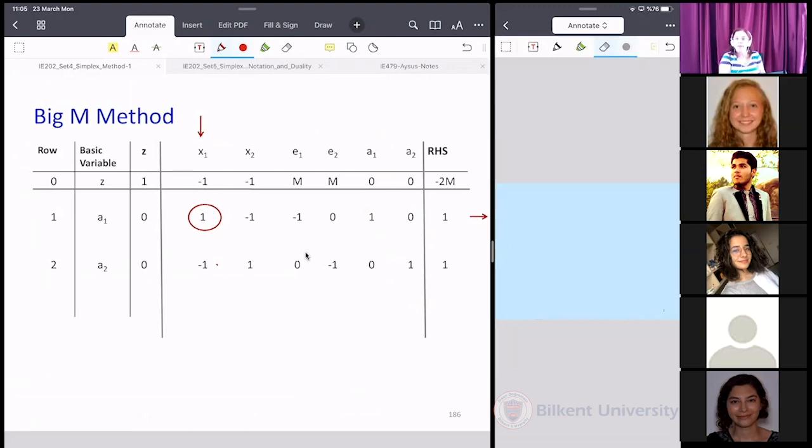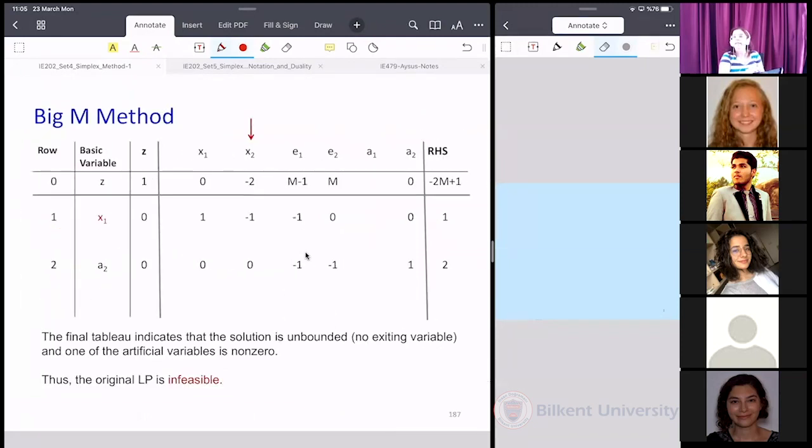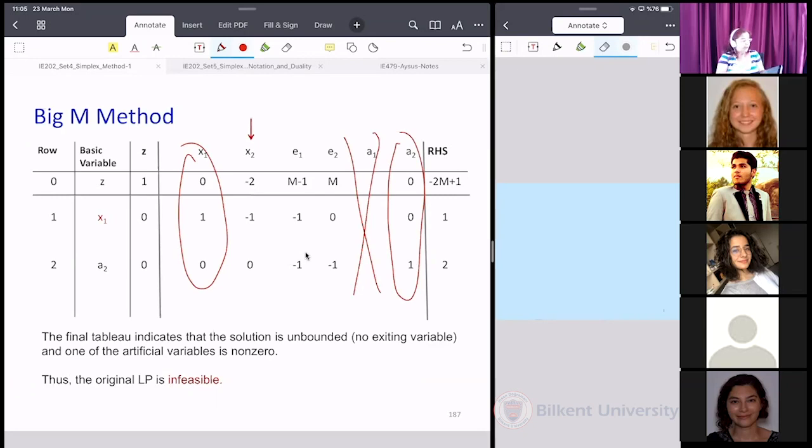I'm supposed to do elementary row operations so that these become 0, because now x1 will be basic. And this is my next table then. x1 is in the basis with an identity column, and my second basic variable is a2. I have deleted a1 because I kicked a1 out of my basis, okay? In my next iteration, the most negative variable is x2. So x2 is entering. Who's leaving?